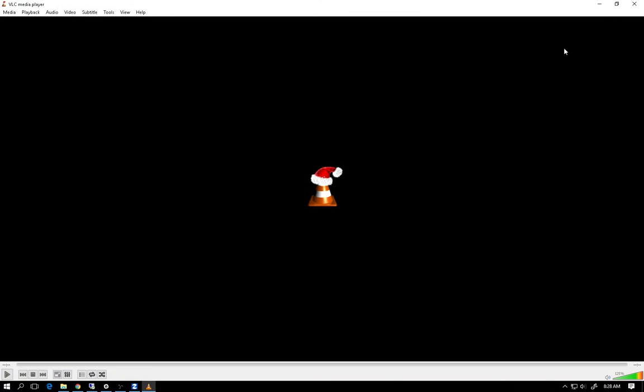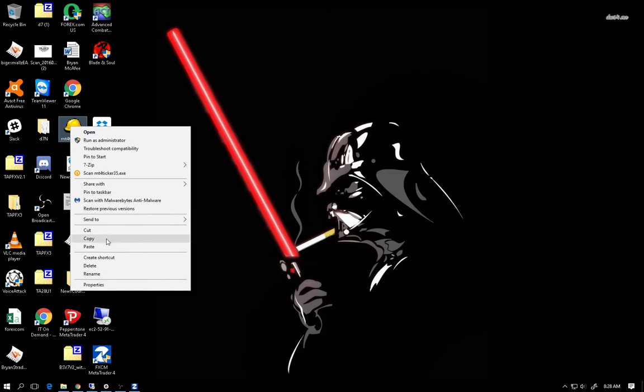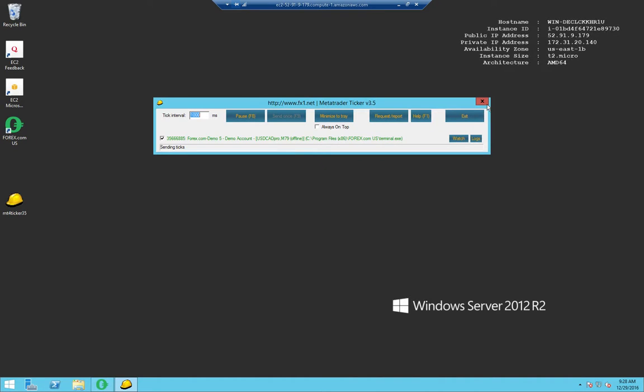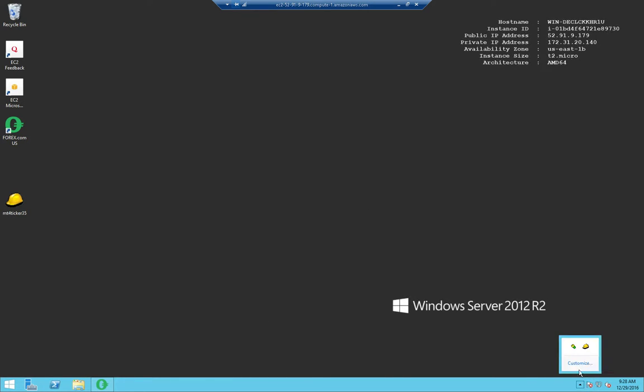So how do we get that running? From Mega, all you have to do is download it to your desktop. It'll be here. Right click it, do copy. If you're on a VPS, you'll go to your VPS, right click, and paste, and it'll drop it right there. It uses almost 0. You can see that it's running here.